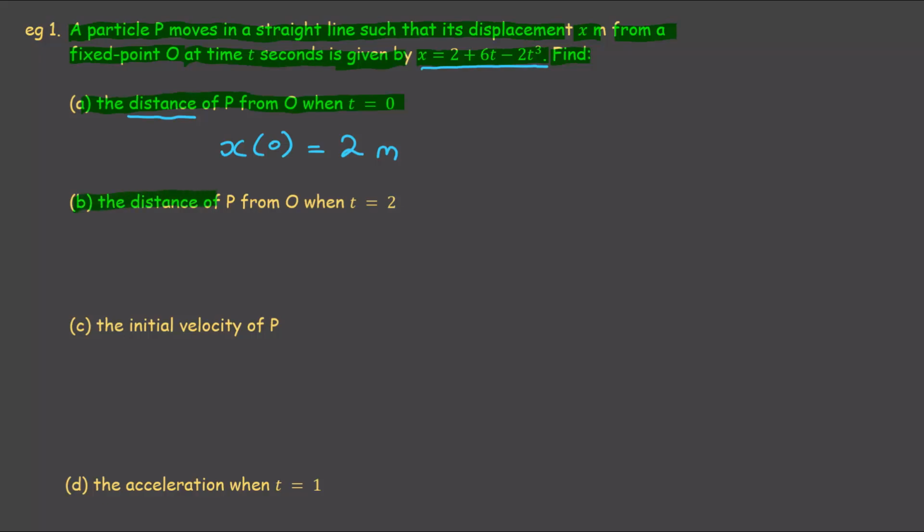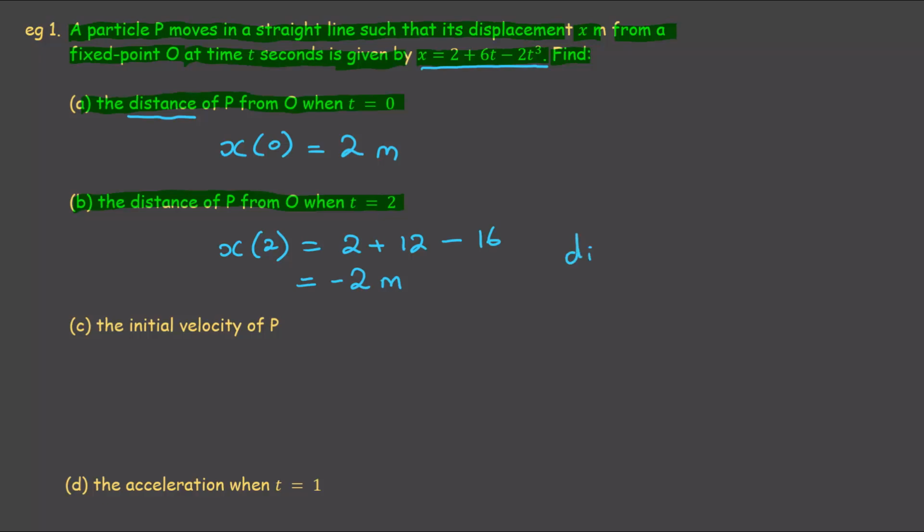We now want the distance of P from O when t equals 2. So what we want is x of 2, the displacement evaluated when t equals 2. That is going to be 2 plus 6 times 2, which is 12, take away 2 times 8, 2 cubed being 8, which is 16. So that is 14 take away 16, which is negative 2.